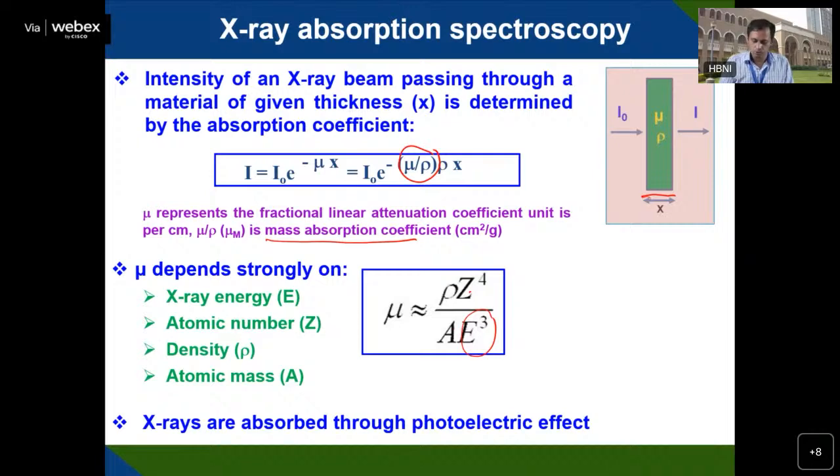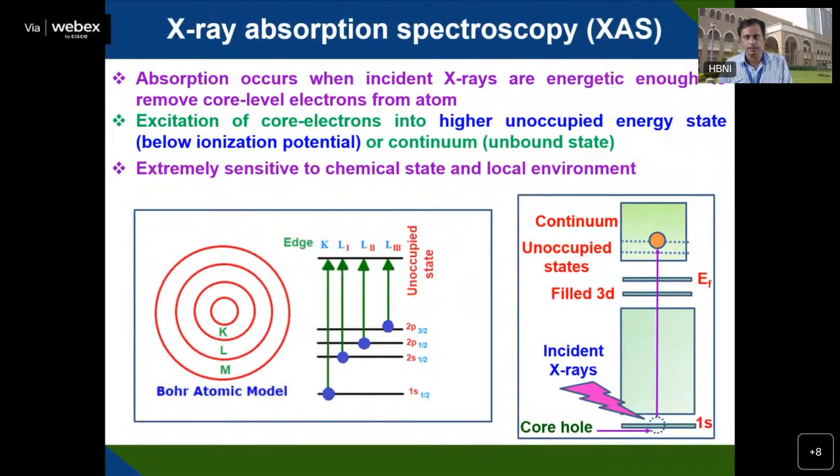X-rays are absorbed through the photoelectric effect, as I discussed. X-ray absorption occurs when a high energetic beam is capable of removing a core electron. When an incident X-ray falls on this material with sufficiently high energy, that is, energy much higher than the binding energy of this particular electron with the nucleus, what will happen? The electron will simply jump from its state to the continuum or unoccupied states, and one core hole will be created in this case.